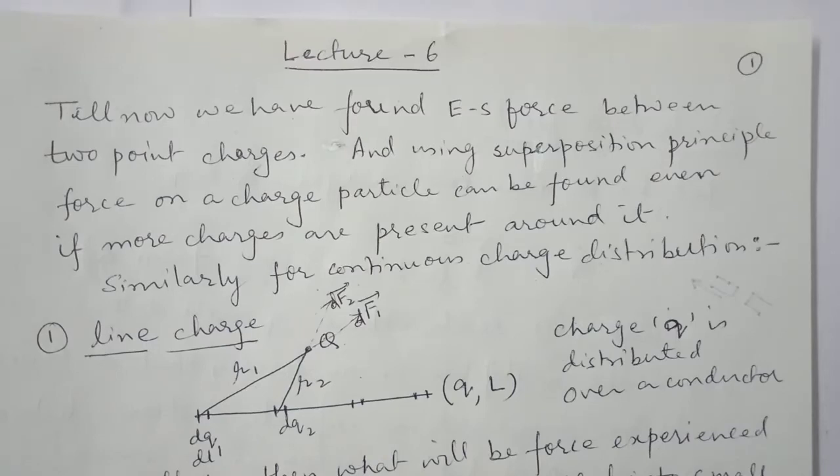Dear students, till now we have done Coulomb's law and superposition principle. While talking about superposition principle, we have considered point charges. There may be more than two charges around. Force on one of the charges can be found out considering different charges and finding the vector sum.